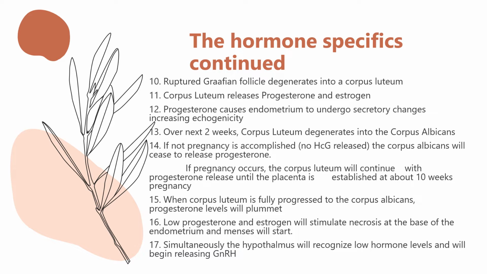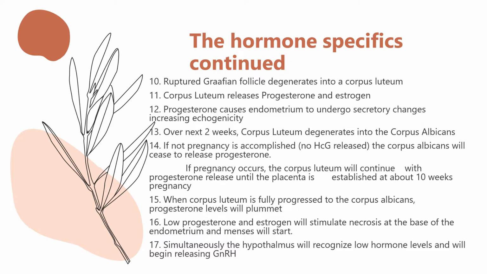If no pregnancy has been accomplished, then the corpus albicans will cease to produce estrogen and progesterone. Now at this point, you're going to have a huge plummet in all of the hormones. You already have a low FSH and LH because the hypothalamus stopped their production, and now your corpus luteum is stopping production of estrogen and progesterone. So you have a plummeting of all the hormones.